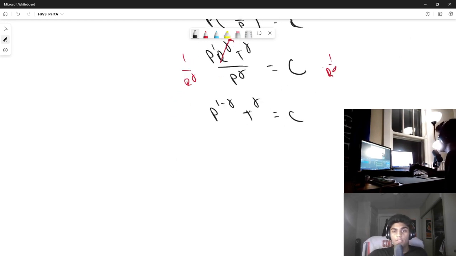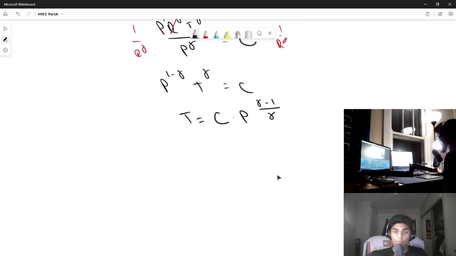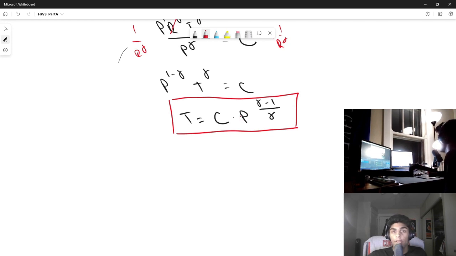And if we want to isolate T by itself, we are finally left with T is equal to the culmination of constants times P to the gamma minus 1, because we are dividing on both sides. And since we are going to take the gamma root on both sides as well, we're going to divide this by gamma. And this, ladies and gentlemen, is our pressure-temperature relationship for an adiabatic compression or expansion using an ideal gas.